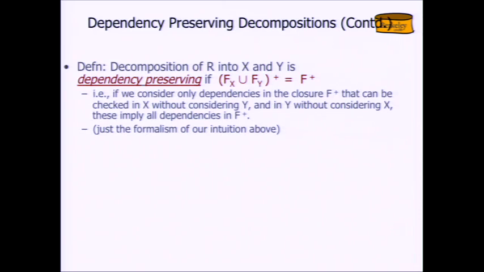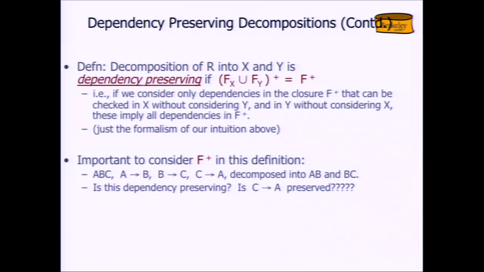Now, this is formalizing what we said in intuition before. The decomposition of R into X and Y is dependency preserving if F sub X, the projection of the functional dependencies to X, union F sub Y, the projection of the functional dependencies to Y, equals the application of F to X union Y, right? Equals F plus. That's a dependency-preserving decomposition. This was just a careful way of saying what we said before. And it pointed out to us that there's an F plus floating around, which should make us nervous because that's exponential. And it is important.